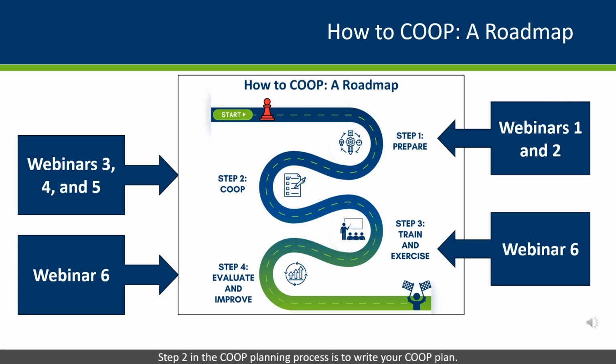Step 2 in the COOP planning process is to write your COOP plan. Webinars 3, 4, and 5 guide you through writing your COOP plan and using the COOP completion guide and the COOP planning template provided in the toolkit. Step 3 is to train and exercise so your staff know how to activate the COOP when needed. This will be covered in webinar 6. And finally, step number 4 is to evaluate and improve your COOP plan. This will also be covered in webinar 6. We will refer to this roadmap graphic and the 4 steps of COOP throughout this webinar series.